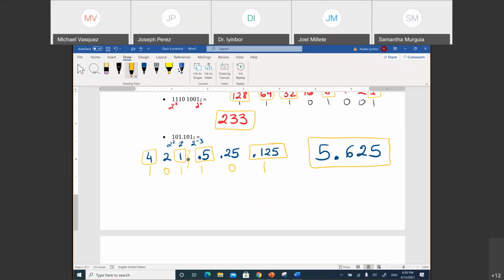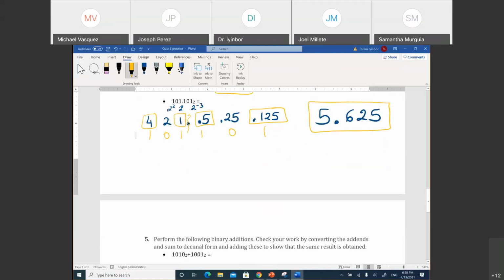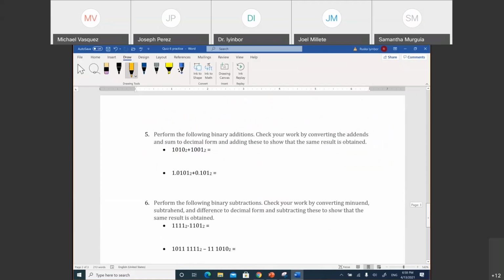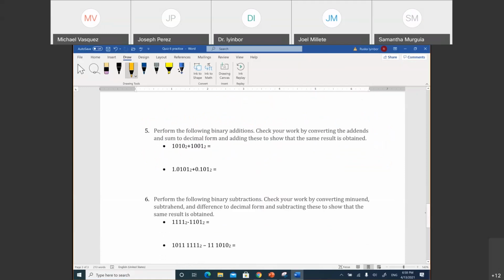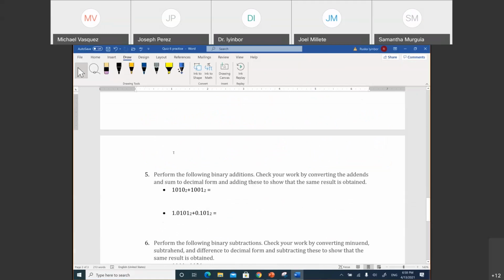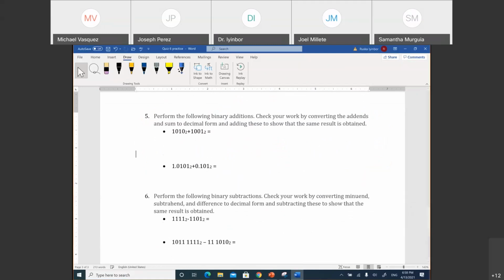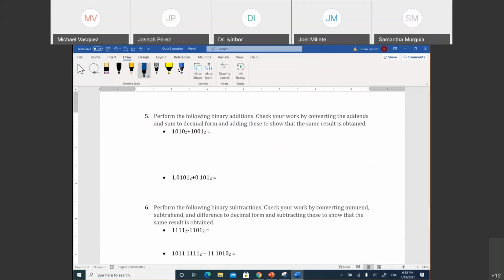Everybody good? Okay. So let's go ahead and continue with the next one. Number 5. We can do addition, subtraction. Let's see. So the next one is addition, how you add two binary numbers. So first, you're going to start putting them under each other. We're going to line them up. So you have 1, 0, 1, 0. You're going to add it with 1, 0, 0, 1. And you start adding from the left.